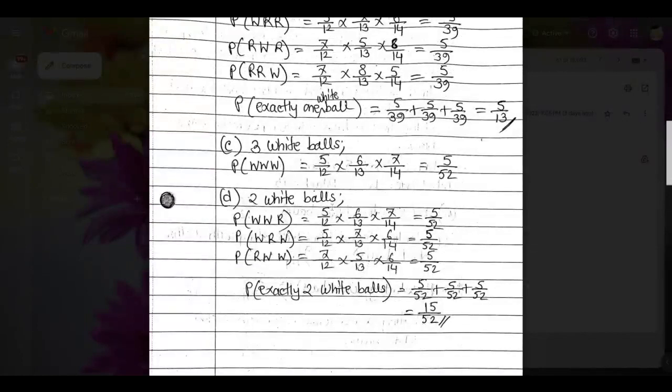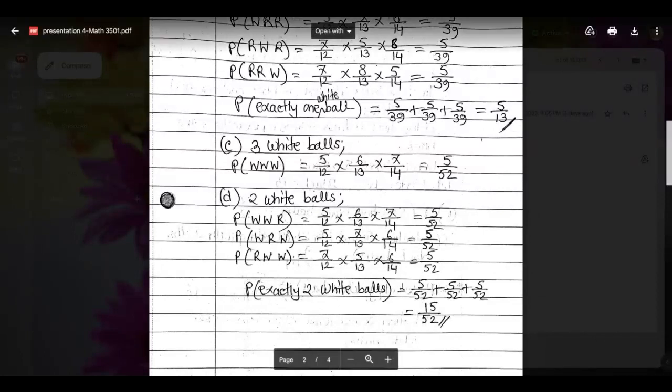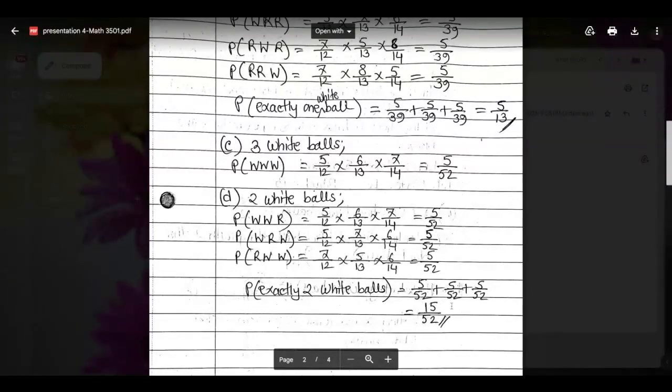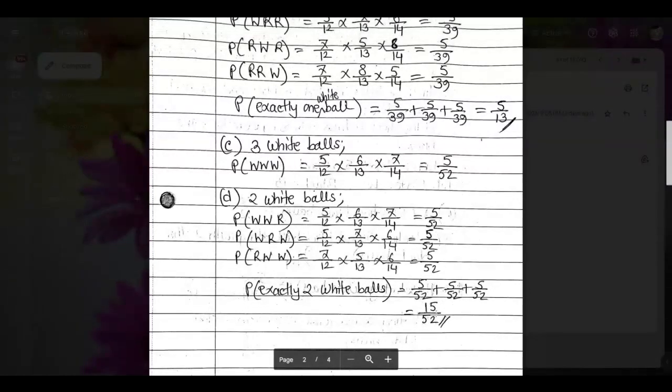And for 2 white balls, question D, we can have these 3 cases. The first 2 drawn can be white, or it can be first white, then red, and then white, and then the third case is first red, and then the other 2 white. So yeah, the probability of exactly 2 white balls is going to be that.